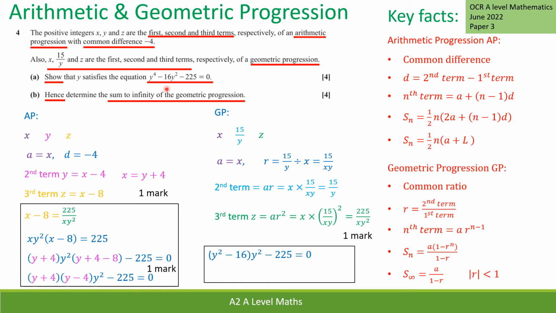Again, look at what we're trying to make. It's looking more promising. I've now got that 16, which I've got 16 in here. So y to the 4 is the same as y squared times y squared. And minus 16 times y squared gives me the minus 16y squared. Take away the 225 equals 0. For your fourth mark, this is where you get your 4 marks.